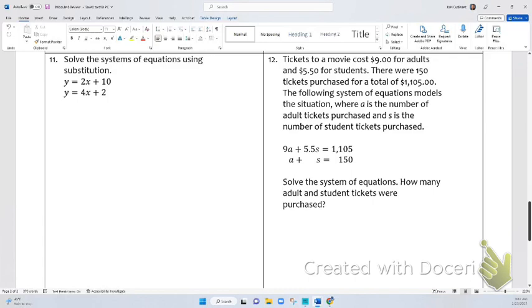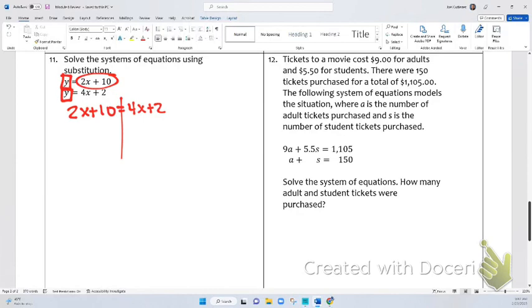For number 11, they want us to use substitution. So you'll notice that they both say y is equal to. Very simple. You box one of them, you circle the value for the y. And then for the other equation, when you box the y, you're just going to have to substitute it with the 2x plus 10. So it looks like this: 2x plus 10 is equal to 4x plus 2.